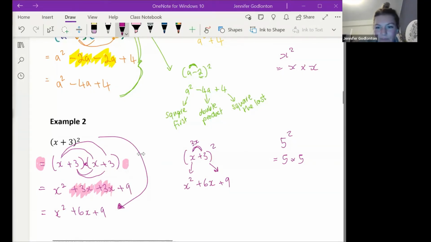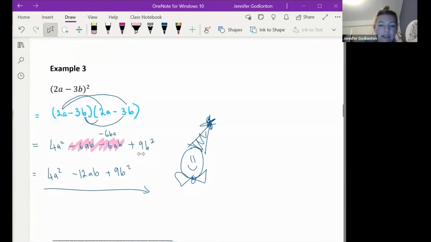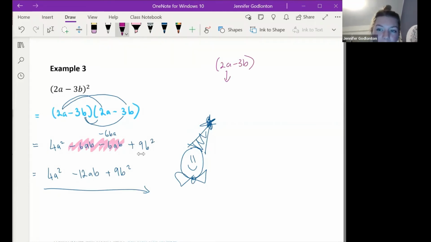Okay. Let's have a look at this one now. So it's the same idea. So we take, I've got 2a minus 3b. We square our first. The 2a squared would be 4a squared. Our product would be minus 6ab. So double our product would be minus 12ab. And then we square our last, which is positive 9b squared.